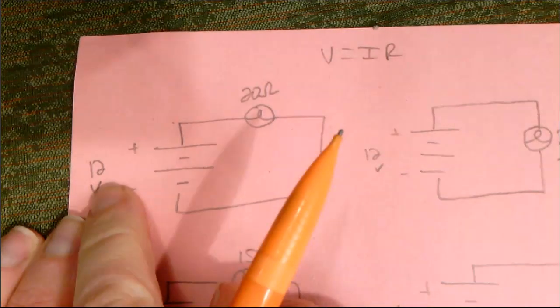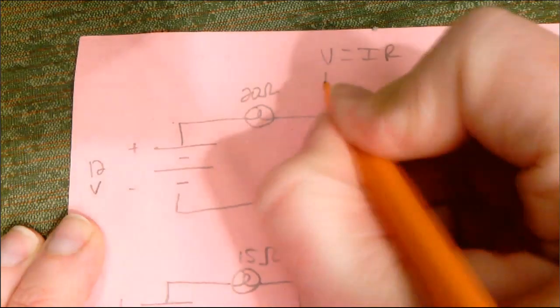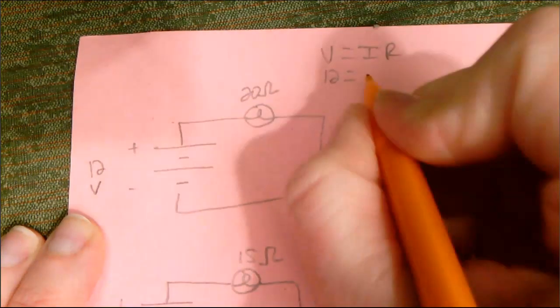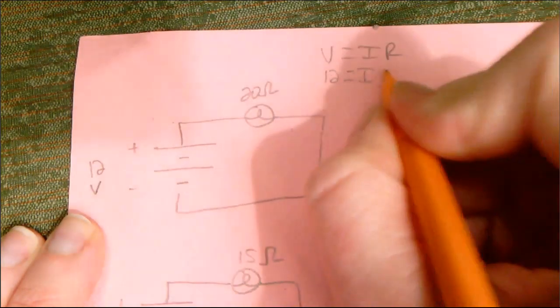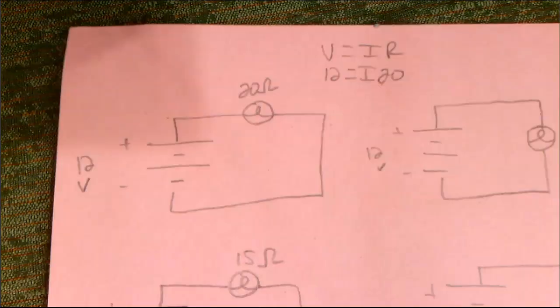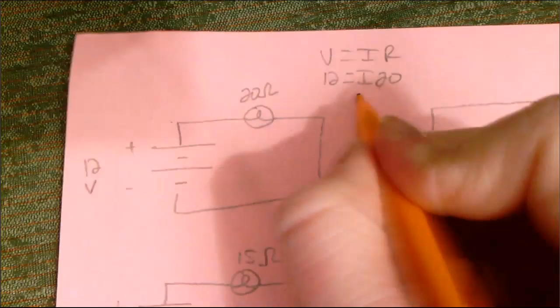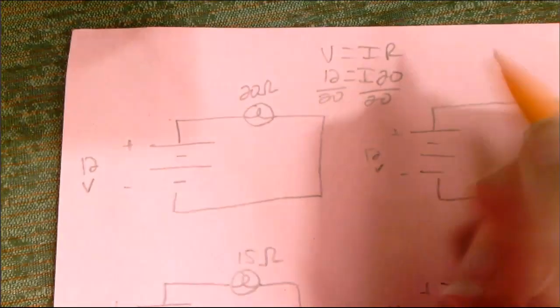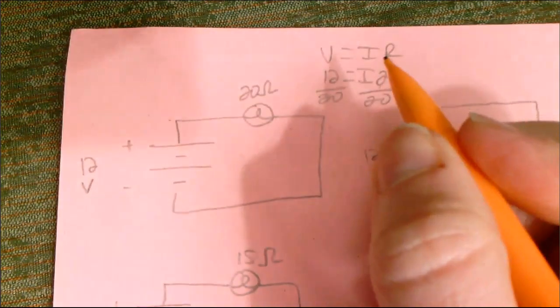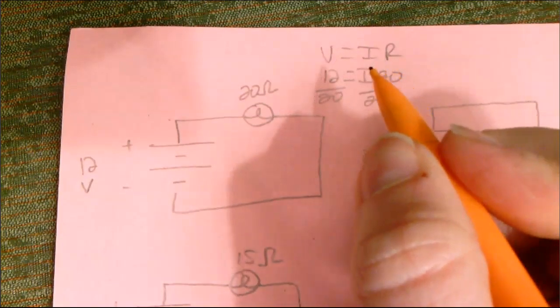Well, do we have a voltage here? Yeah, we do. It's 12. Okay? We're trying to figure out what current is, but our resistance is 20 ohms. Okay? So what I'm going to do is, in my calculator, divide both sides by 20. And so my current is going to be equal to 12 divided by 20. And if I do that on my calculator, I get 0.6.